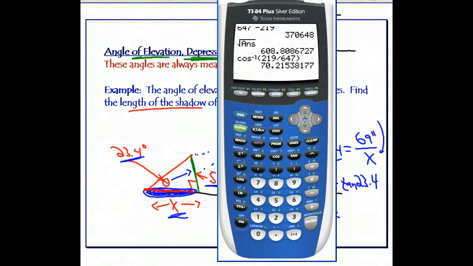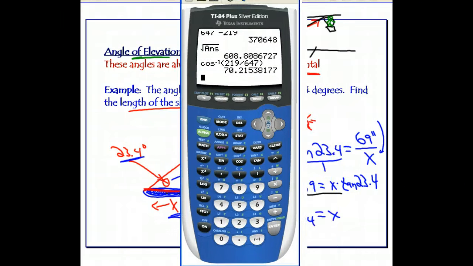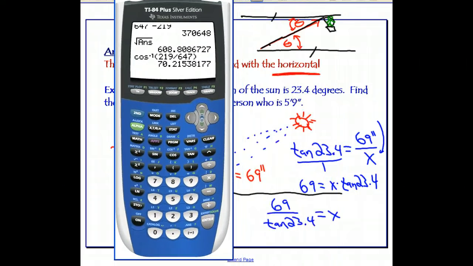Not a real satisfying answer. Let's pull out our calculator and get a number for that. That'll be a little more satisfying. And again, I don't need an inverse. I'm just going to go 69 divided by tangent. I don't need an inverse because I know the angle, 23.4. And what do you think? Is that shadow going to be bigger or smaller than the person? That angle of elevation isn't real high. 23 degrees isn't real high in the sky.